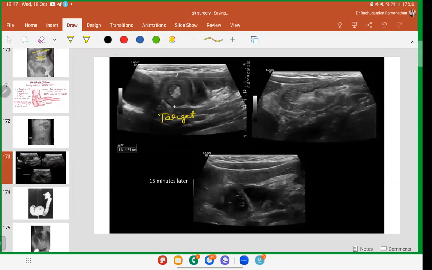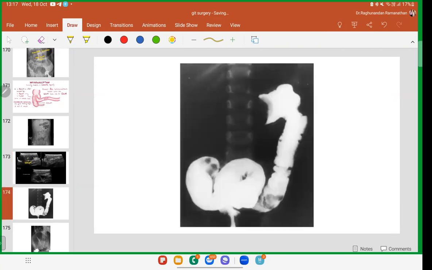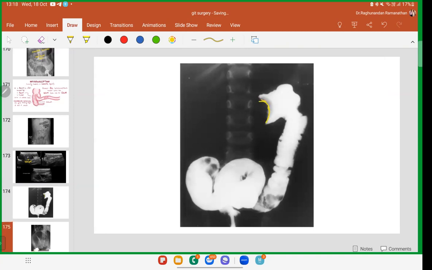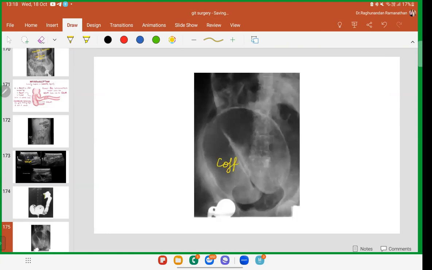Can you see here? This is going to be your target sign, or otherwise called the donut sign. Okay, then what is this? This is going to be your claw sign. Can you see here? This looks like a big claw, right? That's why you call it the claw sign. Okay, this is going to be your coffee bean appearance.